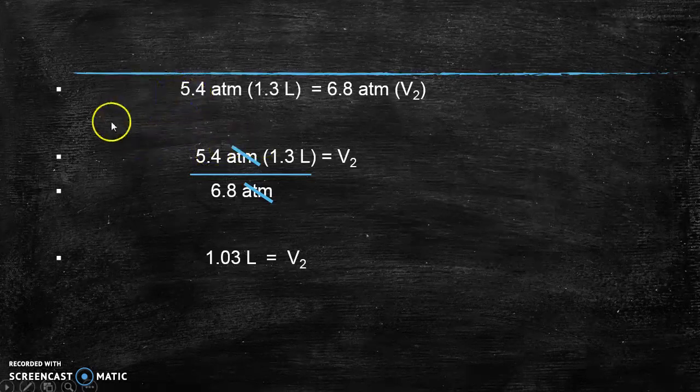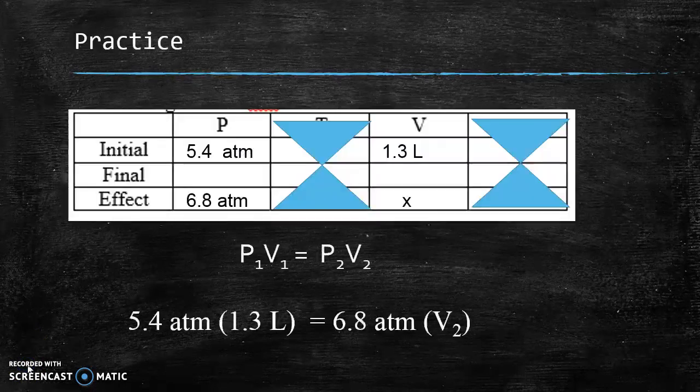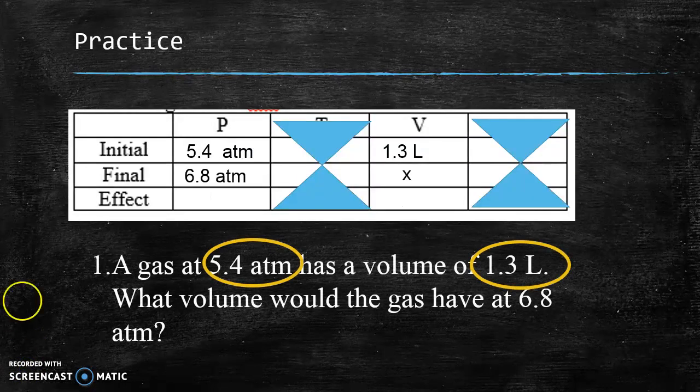You could put that in the table. Then on your table where it talks about effect, you're going to look and see, did pressure increase when we changed? It increased, so you would put increase, or you could put an arrow going up. Then look at the volume and see, did the volume increase or decrease? Remember, our new volume was 1.03, so that decreased. So put an arrow going down.